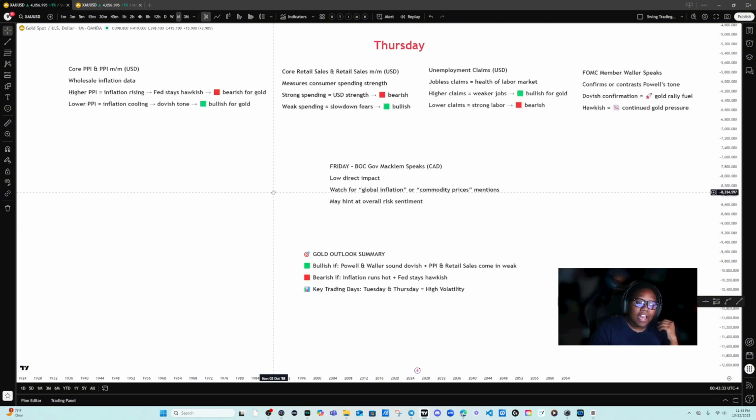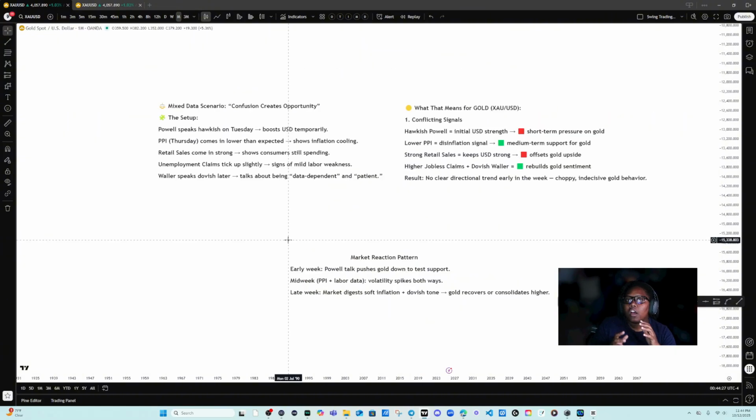Friday, we have Bank of Canada Governor Macklem speaks. Now, this is a low direct impact to gold, but here's why you should pay attention to it. Focus on any talk about global slowdown or commodity price stability this week. Now, when it comes to data, it's not all clean cut.